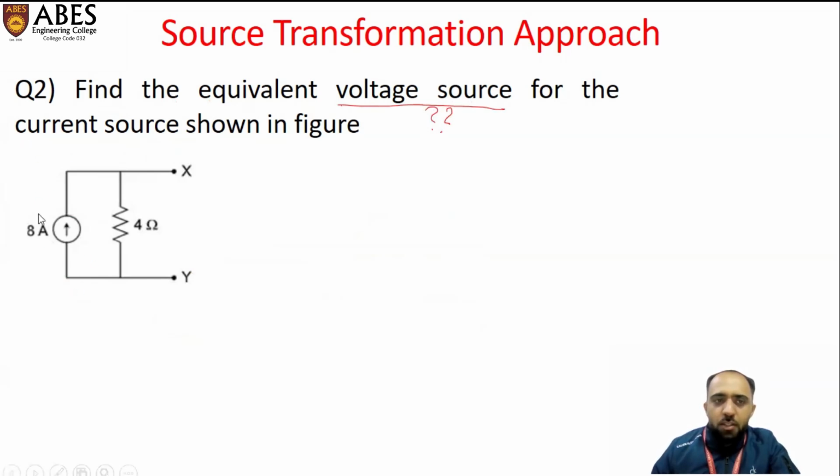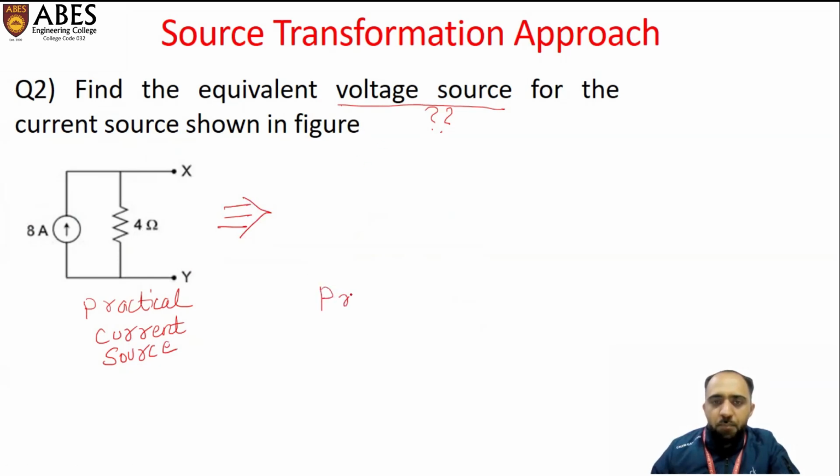So first of all, check this circuit diagram or network and write down what this is. This is a practical current source. And we need to convert this practical current source into a practical voltage source.